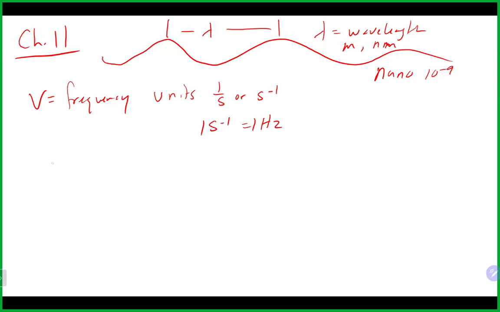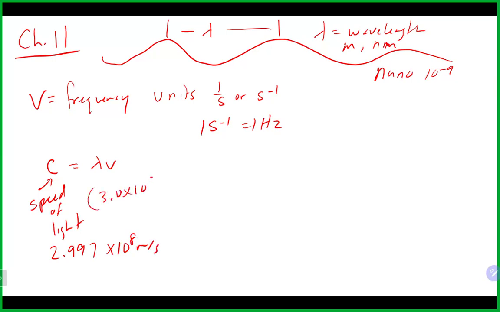We saw a relationship that relates this, which is c is equal to the wavelength times the frequency. c is the speed of light, which is, I think they want you to use the 2.997 times 10 to the 8 meters per second. A lot of people just use 3 times 10 to the 8 meters per second, but that's not the number they want you to use here. I might have lost a 9 there, but somewhere in that ballpark is what it should be.